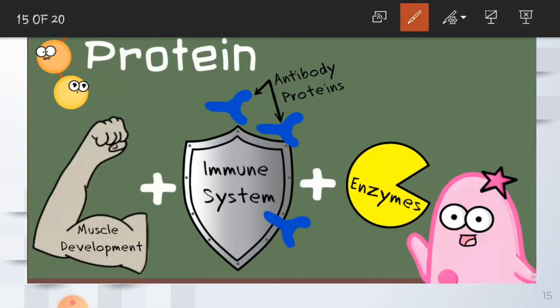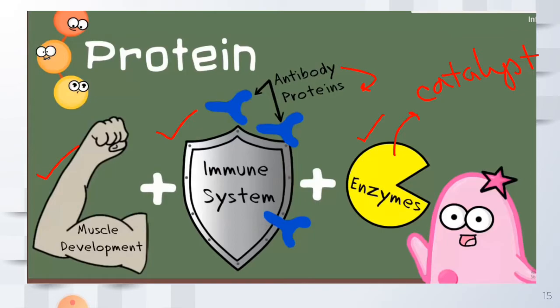These proteins are important for muscle development, and they also boost our immune system. Different antibodies are present in our body that make up our immune system, and these antibodies are generally proteins in nature. Similarly, enzymes that are present in our body are also proteins, and these enzymes serve as catalysts for different biochemical reactions that are occurring within the bodies of living organisms.